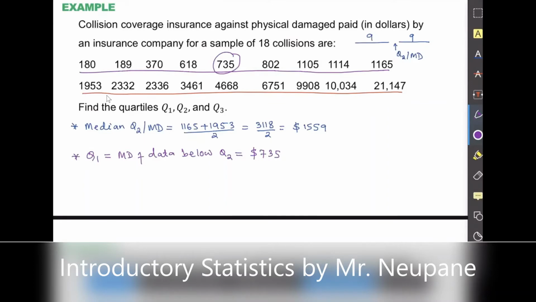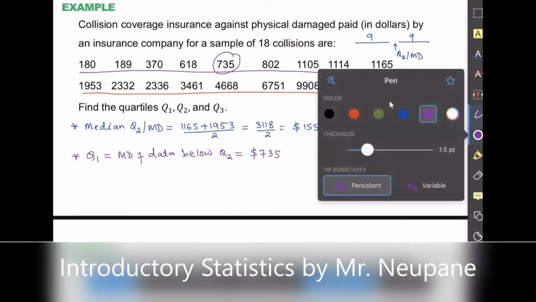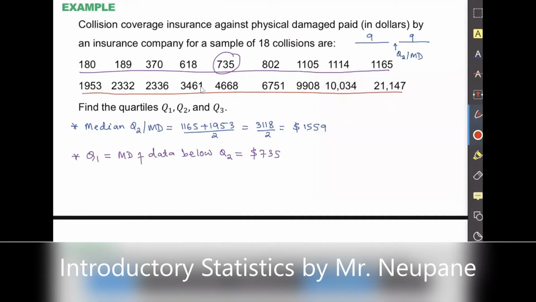Similarly, the third quartile is the median of these numbers. Here also we have 9 numbers, so the number in the middle is the fifth one, 1, 2, 3, 4, 5, which is this value. You have 4 items below that and 4 items above that. So this value is your third quartile. So you can say Q3 is the median of data above Q2, and the median of the data above Q2 is 4,668. So in this example, we learn how to find the quartiles manually, that is without using a calculator.